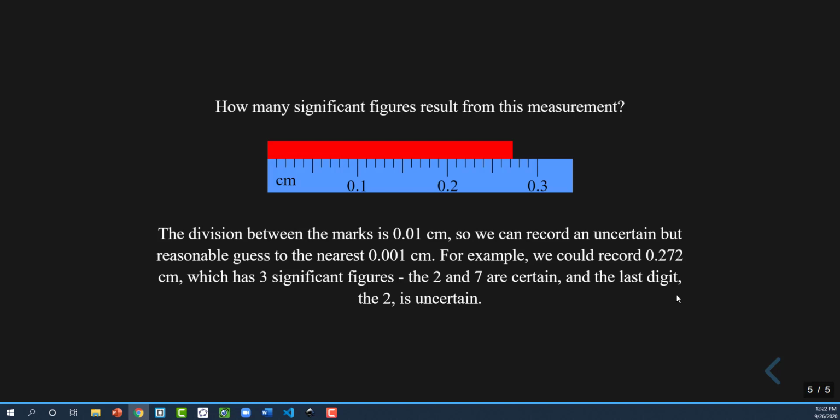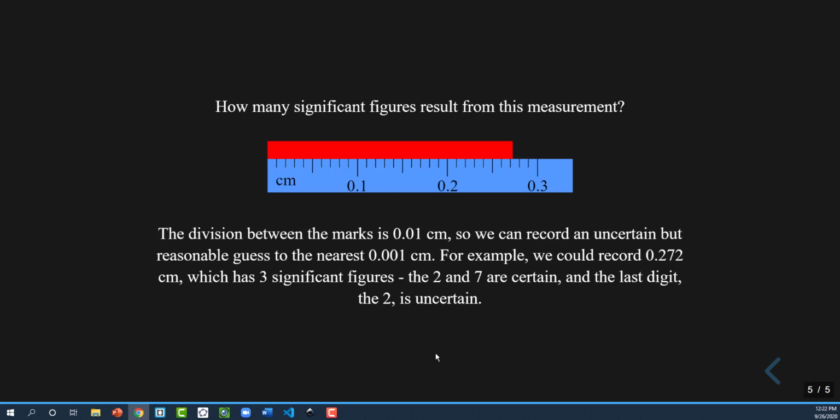The last thing to mention is that notice the 0.272. If you just saw this by itself without seeing the ruler in front of you, you might think that there are 4 significant figures because that 0 is in the front. But notice it's really just the 3 significant figures that we have. The distance between marks, these small marks, is to the hundredths place, the thousandths are guessed, and the significant figure there is in the tenths place. Okay, I think that's all there is to that.